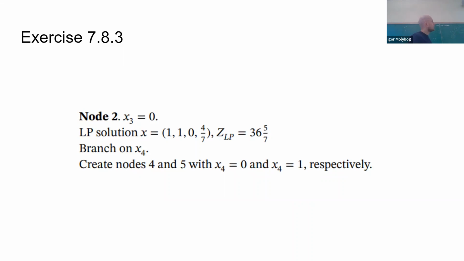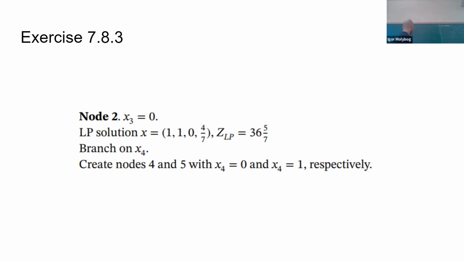Let's consider node 2. The solution for that node, once we have zeroed out this value, we essentially cannot take it anymore. Therefore, the first two values remain equal to 1. The third value has to be equal to 0, because of the additional bound that we have added, and then the fourth value has to be equal to 4.